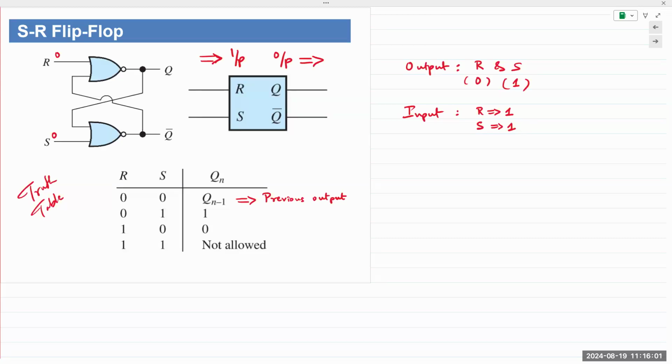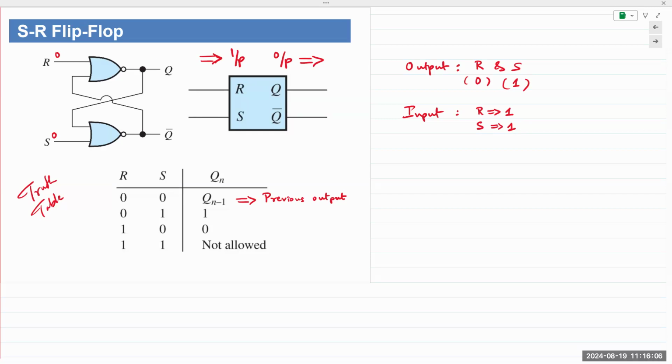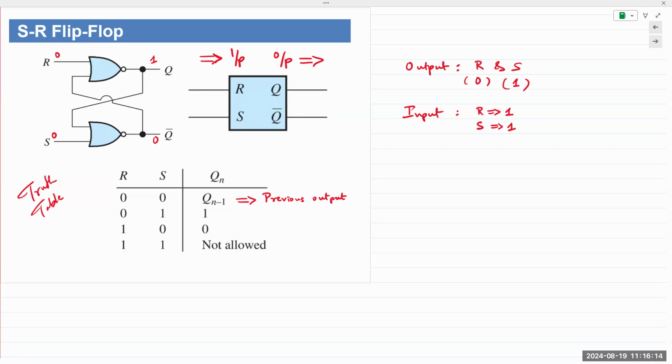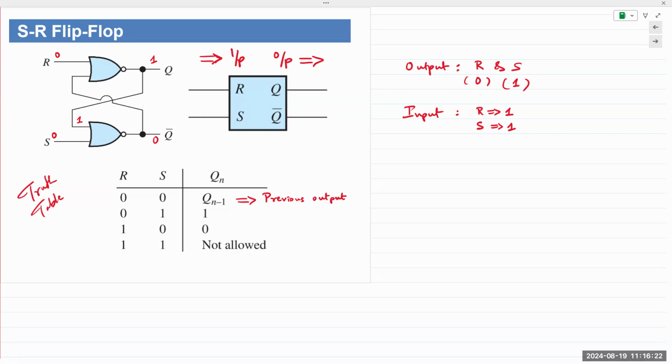See, if the output for Q was 1, let's say, previous state, right? So Q naught would be 0, as an example. Then this 1 goes here. What does the NOR gate do? 1 plus 0 gives you 1. Naught is 0. Q naught stays the same. Q also remains the same. Doesn't change.